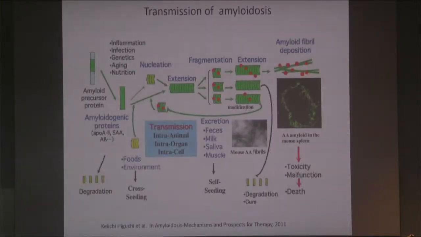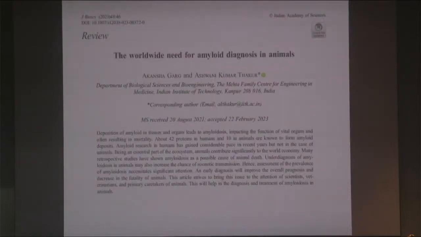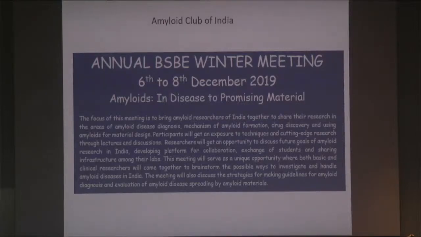We also know that it is currently known that transmission of amyloid can also happen from animals to other animals. There are, although very limited reports, but in the cellular system and in mice, people have really shown that they can transfer. So therefore, in that scenario, we are also sensitizing veterinarians to start diagnosing animals for amyloid presence. And from our side, we have made an Amyloid Club of India, where we have done a winter workshop in IIT Kanpur.